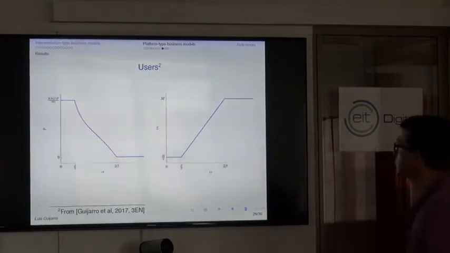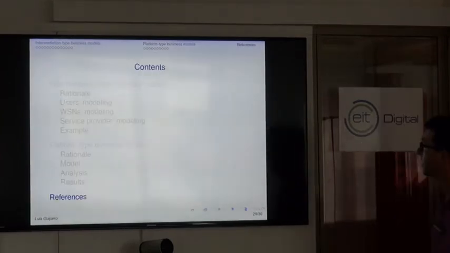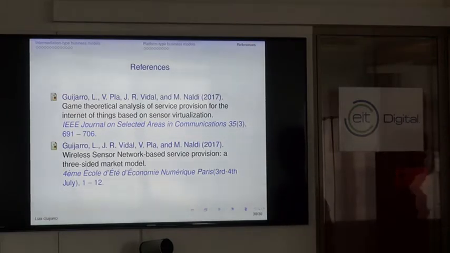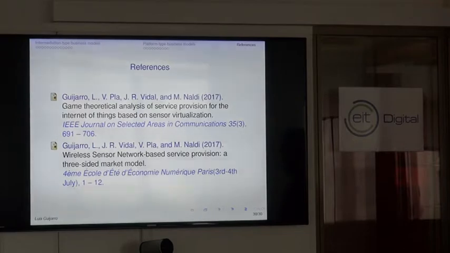Okay. These two examples are borrowed from a couple of papers, one published in JSAC and the other presented at the beginning of this month in one summer school held here in Paris, and I will be more than happy to provide you with this material if you are interested. Thanks very much.